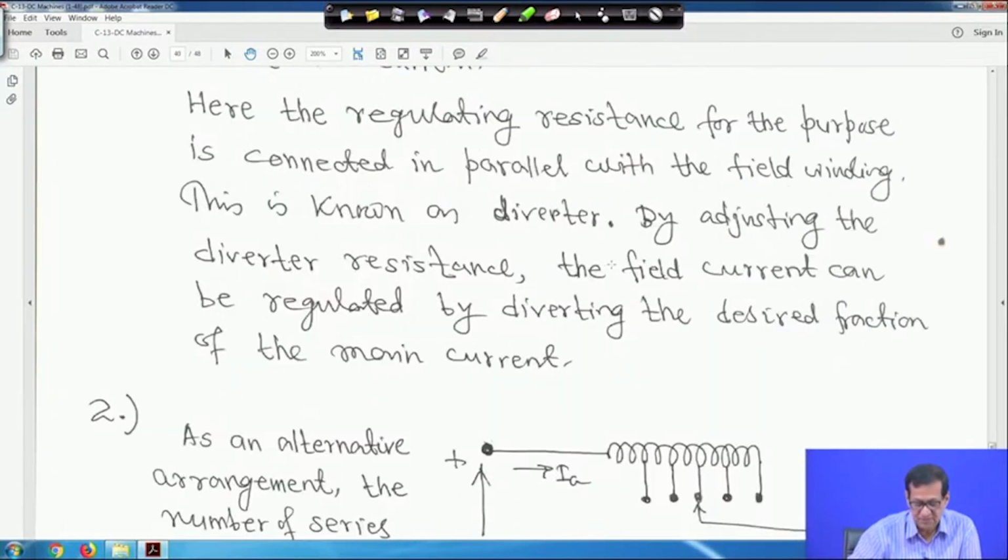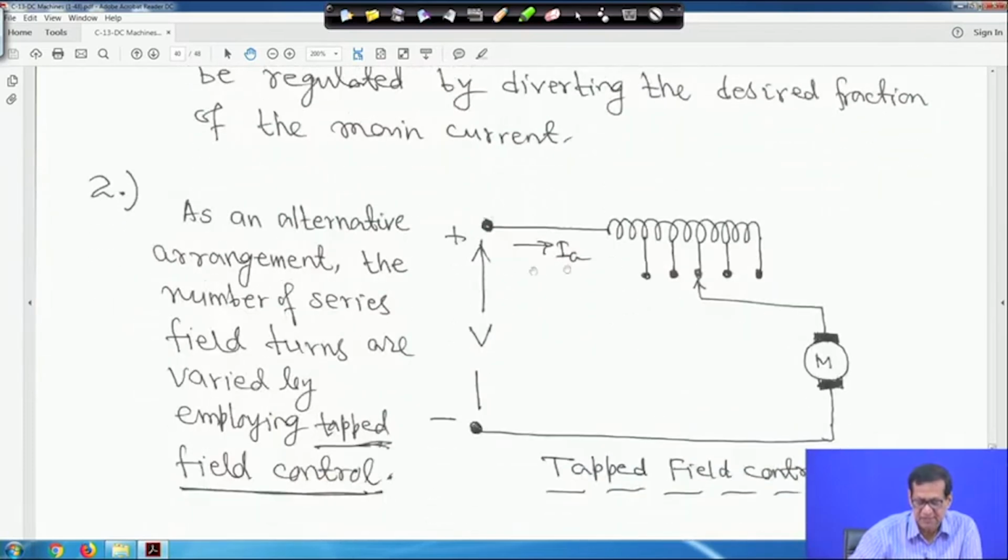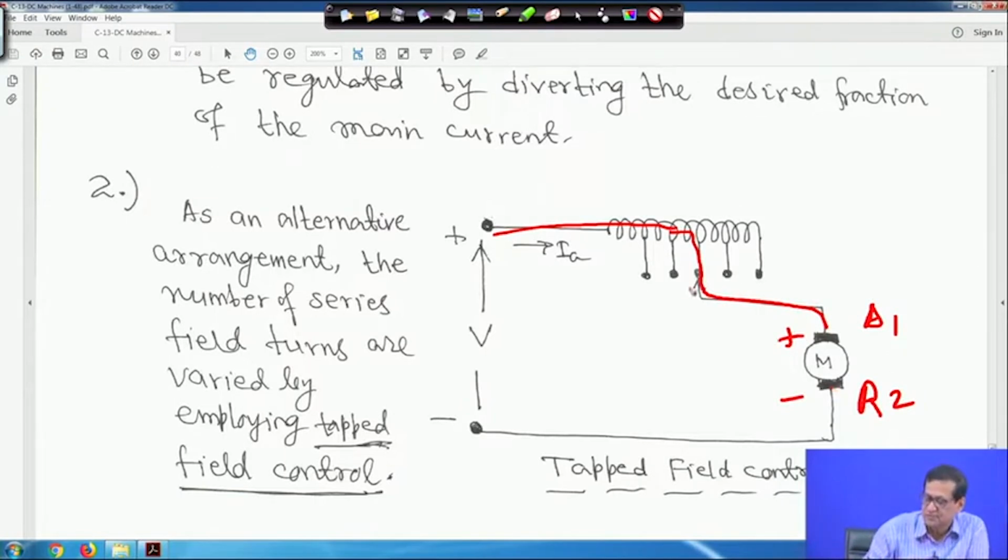So, this is one way. Another way is an alternative arrangement in which the number of series field turns is varied by employing tapped field control. In this case, this is the series field, with many places tapped. If you connect this tap, this is the path the current will follow, right. I have not marked it here, it is A1 A2, this is plus minus, right. By changing this tap from here to here, you can control the current to the field, right.